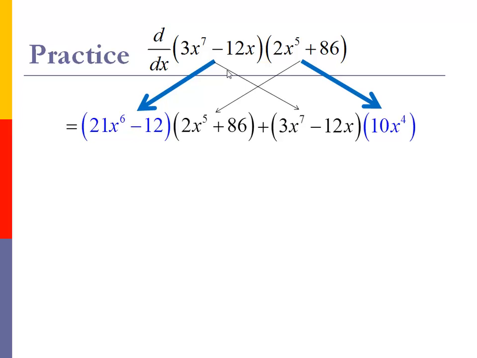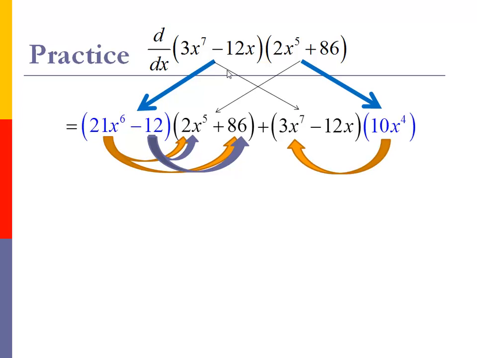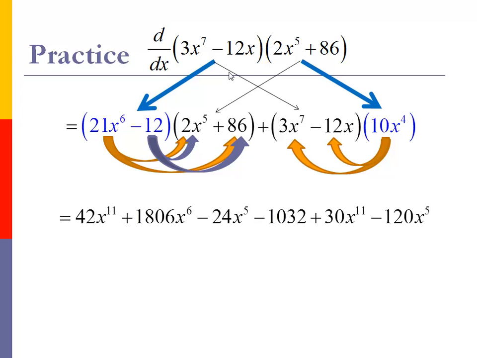A next step that some of your professors may ask you to do is to simplify this expression, start doing some algebra to combine things together. So just remember that the 21x to the 6 gets multiplied through, and then the negative 12 gets multiplied through. And on the other part, the 10x to the 4th goes through as well. So we're doing multiplication, and this would be the result of those 6 multiplications.